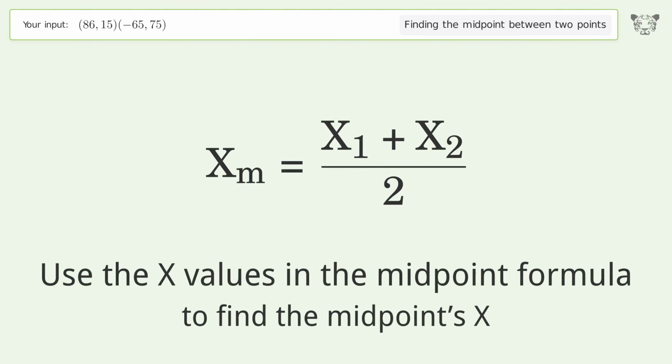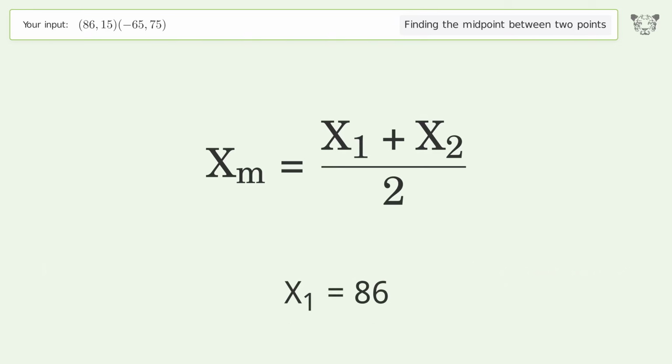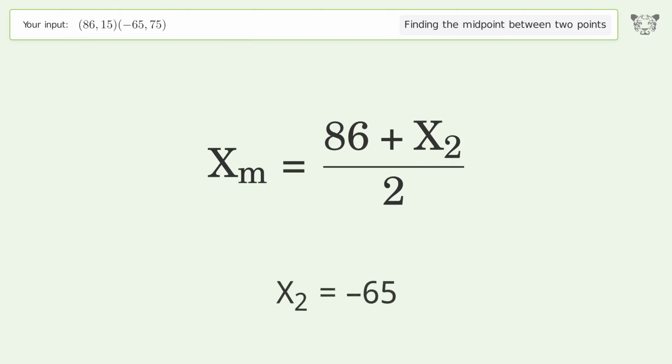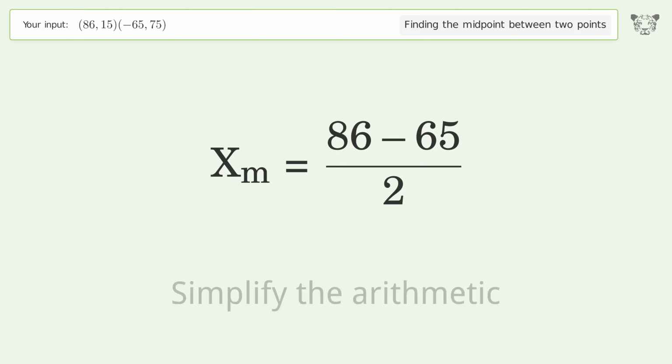Use the x values in the midpoint formula to find the midpoint's x. x1 equals 86. x2 equals negative 65. Simplify the arithmetic.